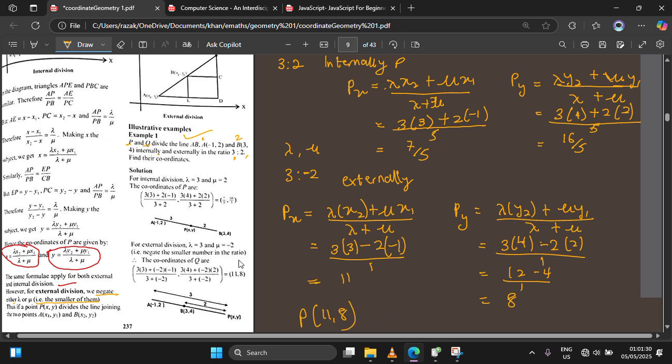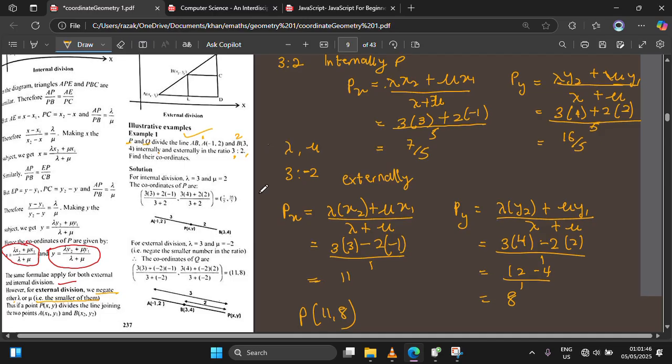So that's how we solve them. It's very simple. And then the diagram is shown here. For internal, we see A here, B here, and then P in the middle. But for external, we see A here, B here, and then P lying outside of it. But we can still find ratios in there.